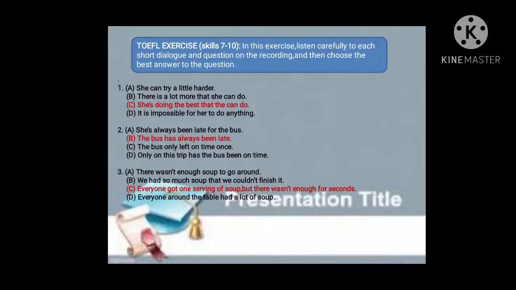Number 2. What are you so upset about? Not once on this trip has the bus left on time. What does the woman mean?